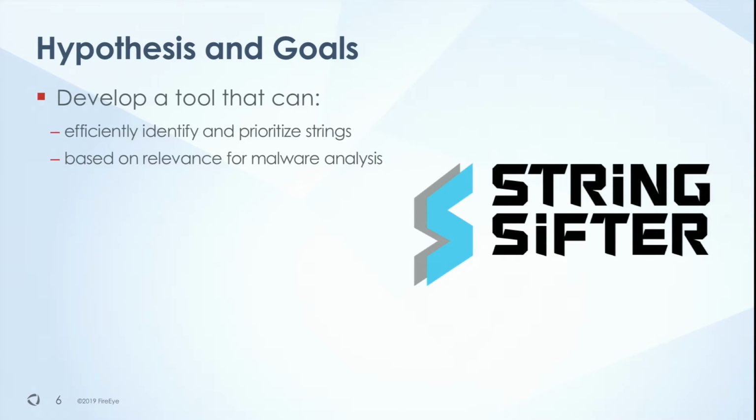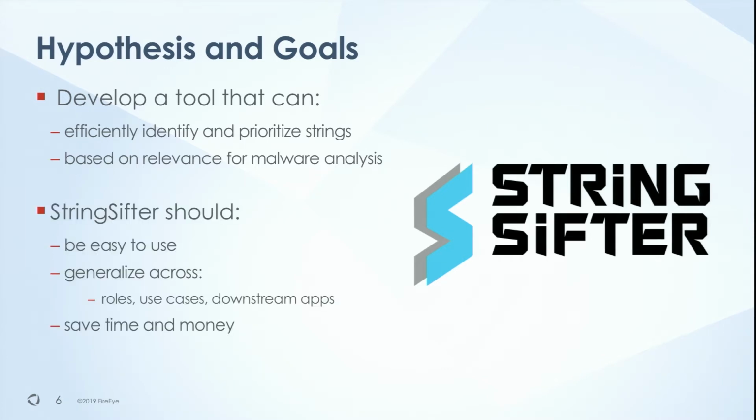But what we wanted to do is build this simple tool, easy to use, that would efficiently identify and prioritize the strings for the malware analyst so that they can have this effect of the sweeped strings being pushed towards the top. And we want to have it obviously based on relevance for malware analysis. And we want to make it very easy to use so that it's portable, that it generalizes across different personas in the InfoSec world, and that it can be used for downstream applications. And of course, the whole goal here is to save time and to save money. And so how does it work?